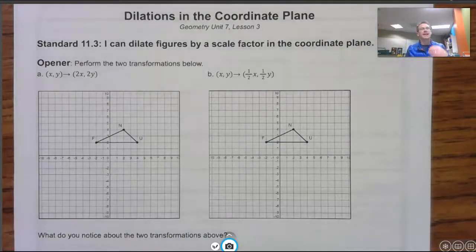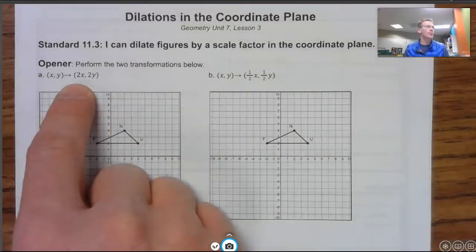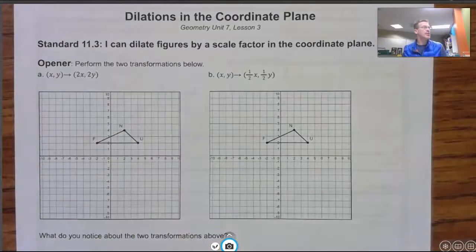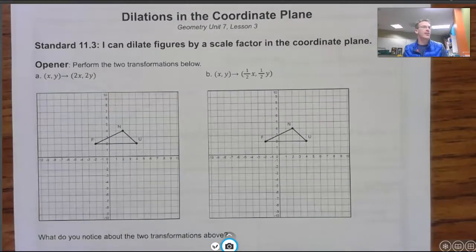To get us thinking about what a dilation may be, we have an opener for you to complete here. I would like you to do part A and part B. Follow the rule given here for both A and B, and find your image of our triangle FUN. Pause the video, do that work, flip it back on, and we'll see how you did.